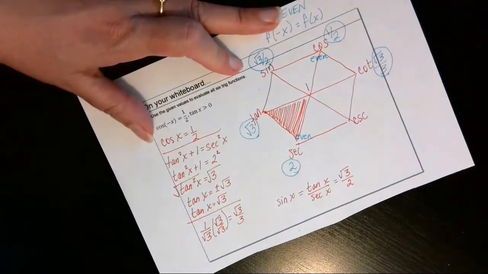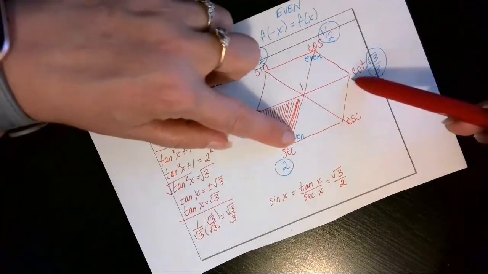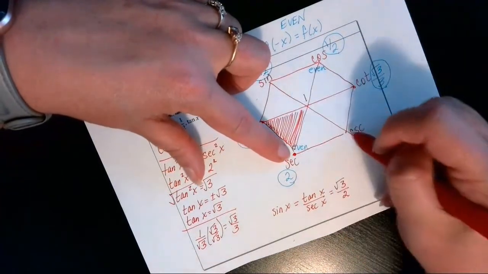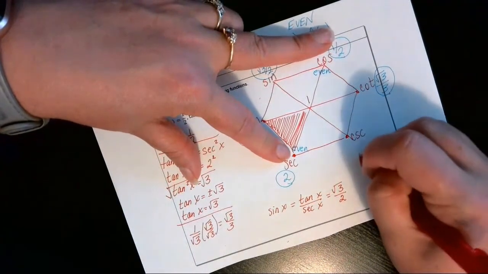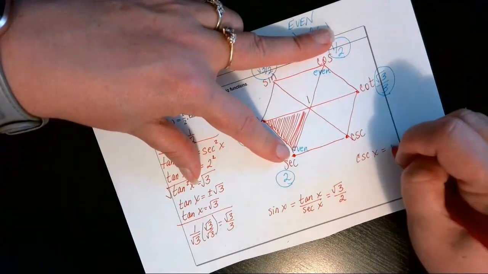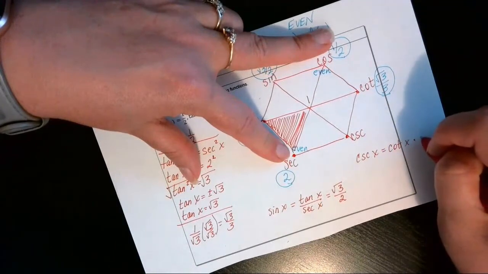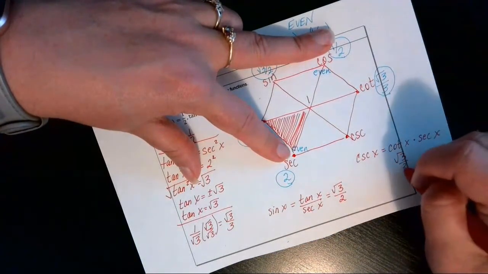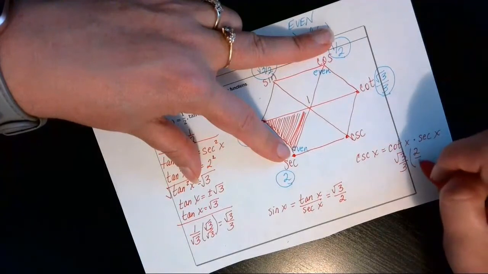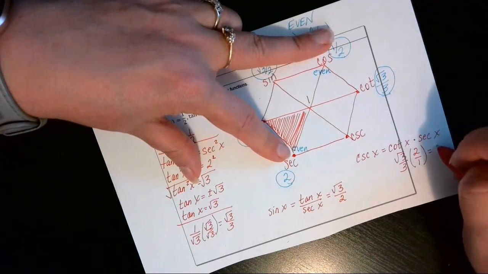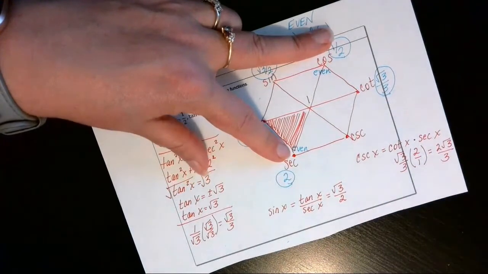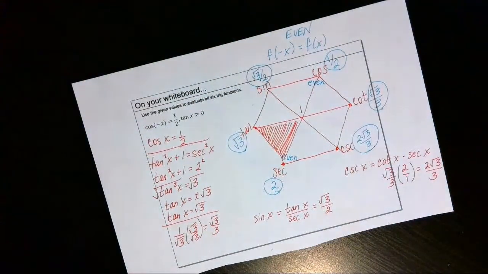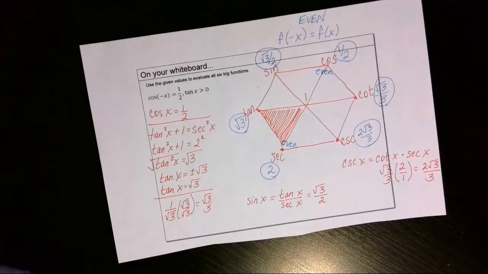Okay, we could use the product identity here to find the cosecant. So if we use the left and right vertices for the product identity, we know that the cosecant of x is equal to the cotangent of x times the secant of x. And cotangent is the square root of 3 over 3. Secant is 2. And that leaves us with 2 square root of 3 over 3. So cosecant is 2 square root of 3 over 3, and we found all 6 of the trig functions.